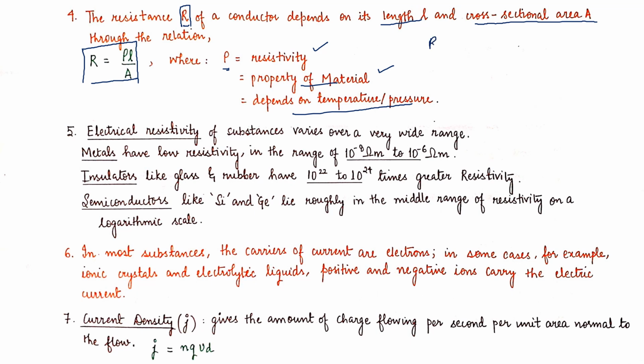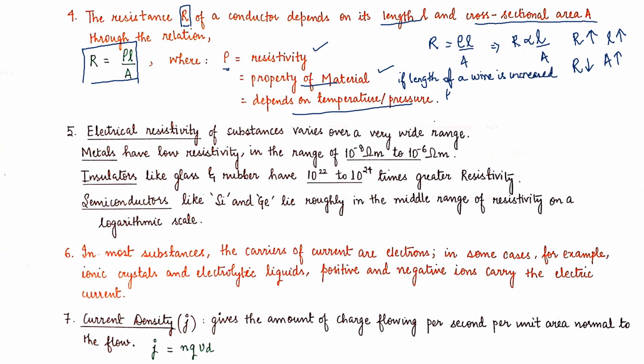Now we'll decode this relation. R equals rho L upon A. This relation says that R is proportional to L upon A, which says that R will increase in case L is increasing, but R will decrease in case A is increasing. What basically it means is, if the length of a wire is increased, then resistance will increase.